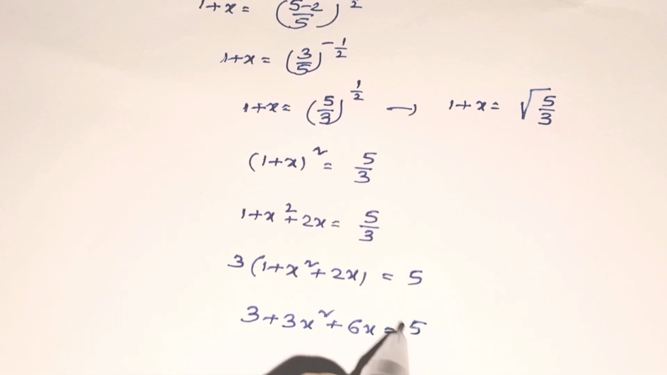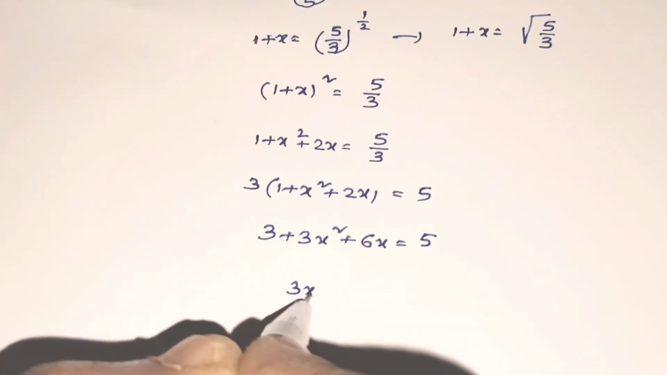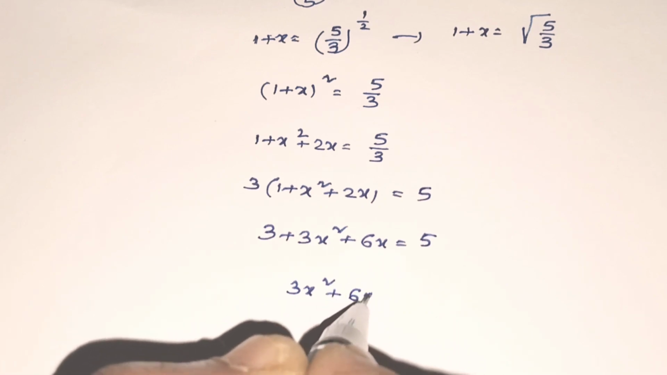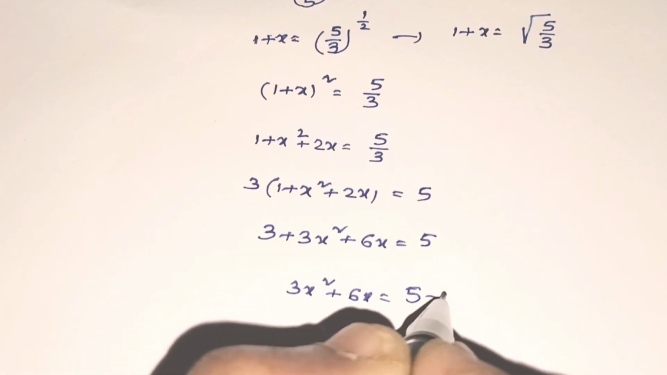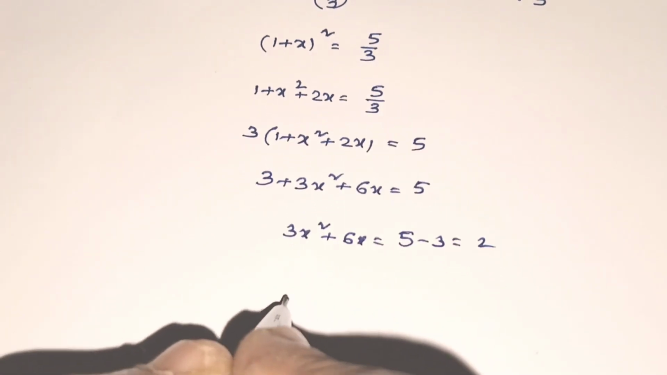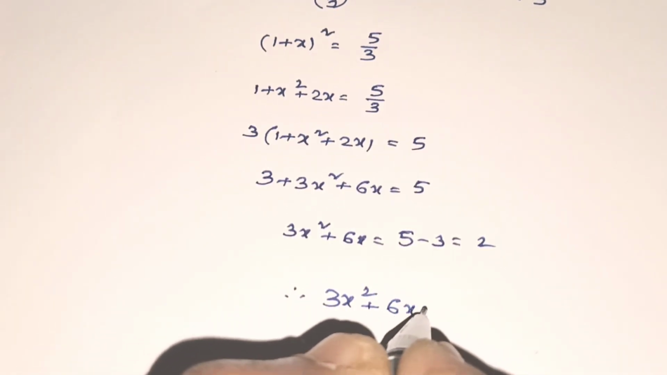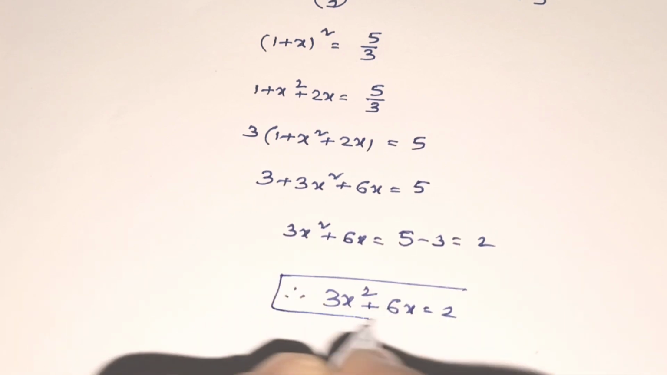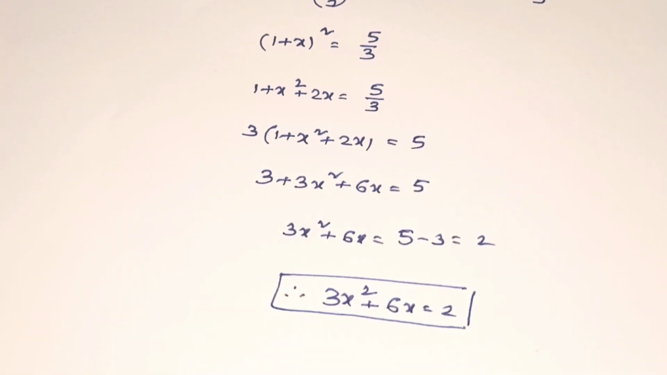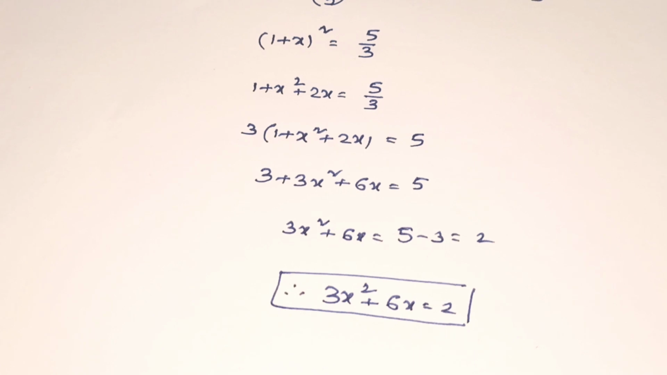But what is the given question? We want the value of 3x square plus 6x. So the value of 3x square plus 6x is equal to 5 minus 3, that is equal to 2. That's all, this is the answer. Therefore, the value of 3x square plus 6x is equal to 2. Okay? Did all of you understand? Most important question.